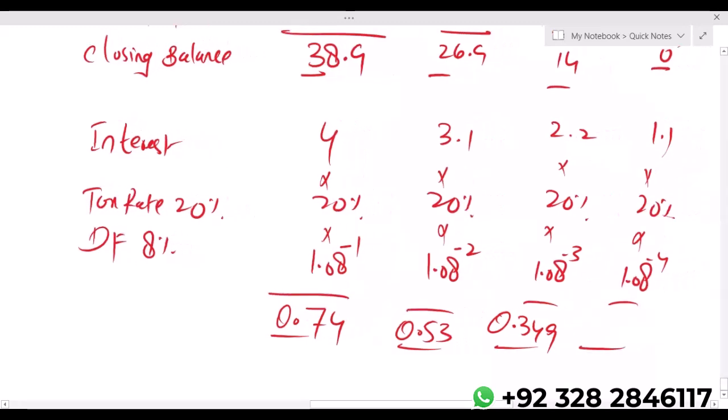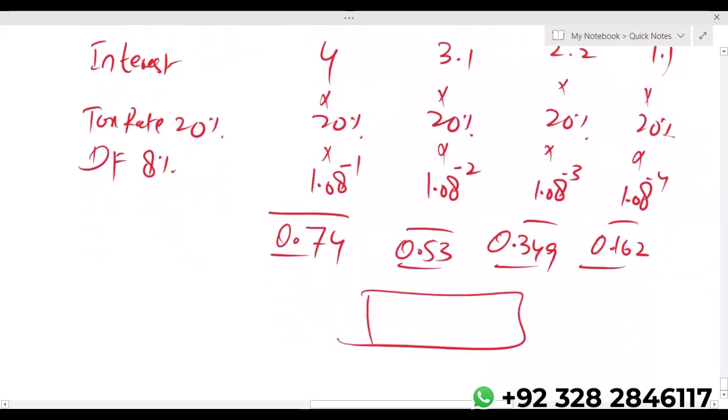1.1 into 0.2 into 1.08 power minus 4. 0.162. Let's add all of them. 0.74 plus 0.53 plus 0.349 plus 0.162. Students, I'm getting 1.78.